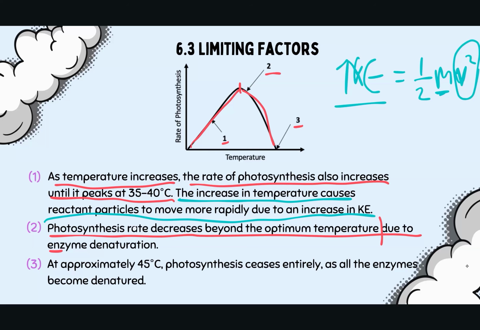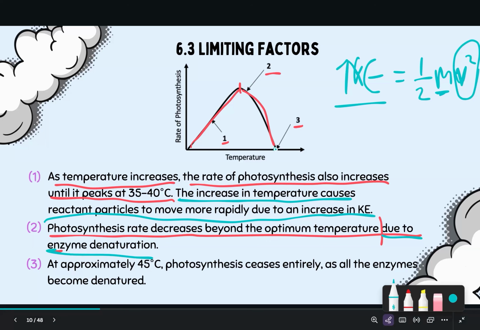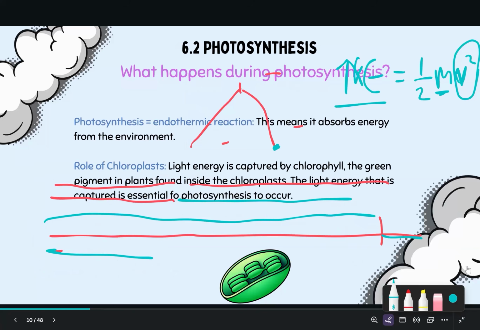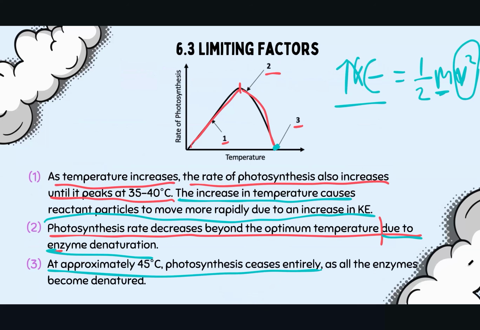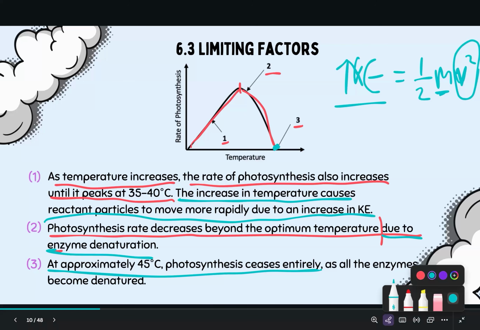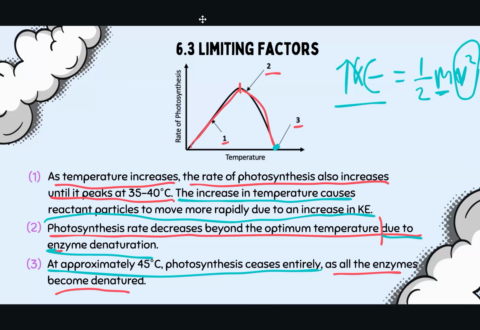Now again, description: photosynthesis rate decreases beyond the optimum temperature because the enzymes denature. At approximately 45 degrees, this temperature here, photosynthesis ceases entirely. That's description as well. Ceases meaning it stops completely. Why does that happen? Because the enzymes have become denatured. So it's very important to have this understanding of the difference between the two.